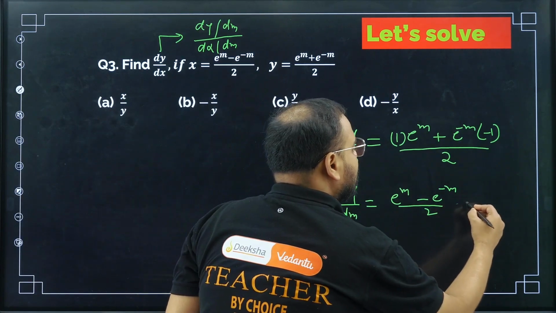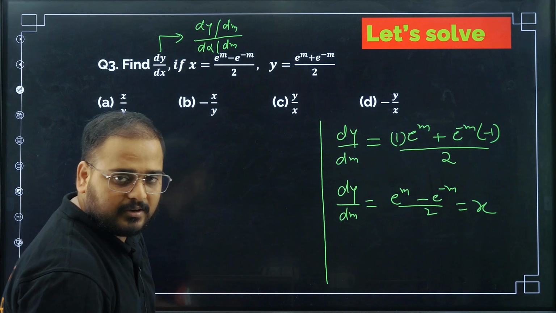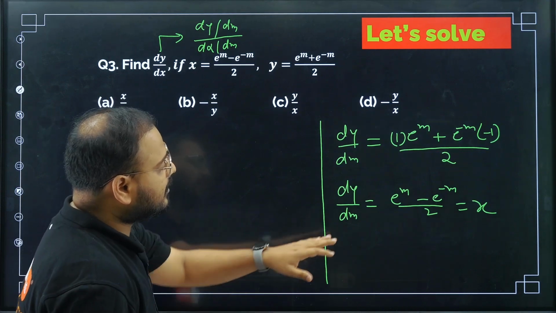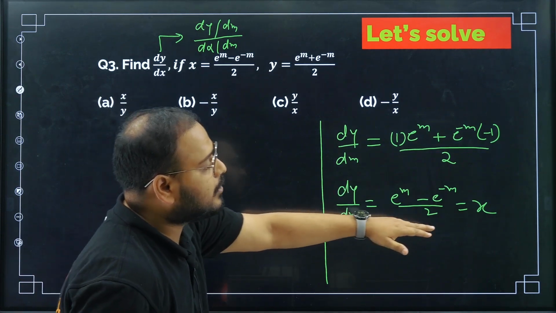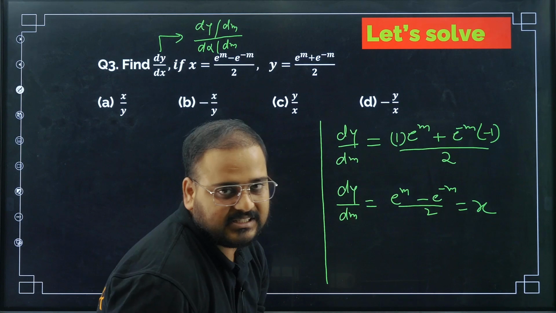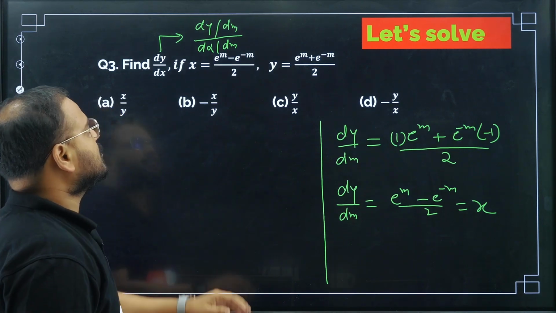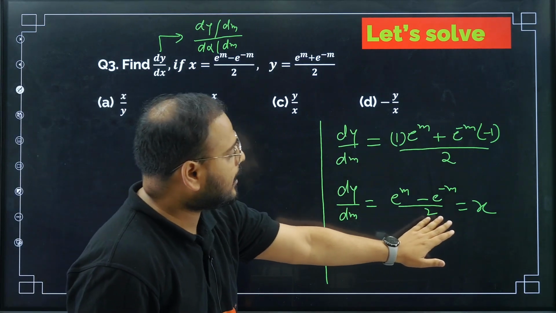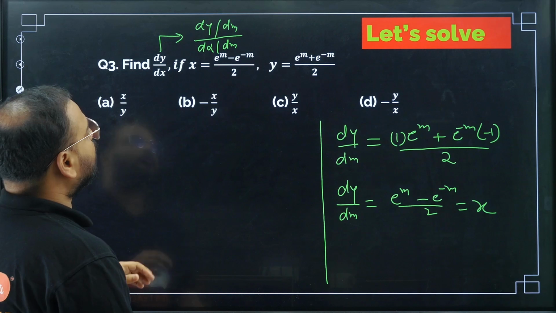So I can write this very simply as x. What I'm getting here is that dy by dm has become equal to simply x. So I can write it like this.